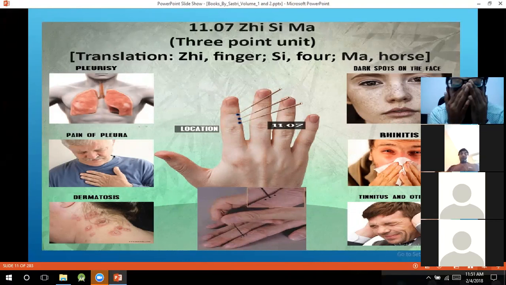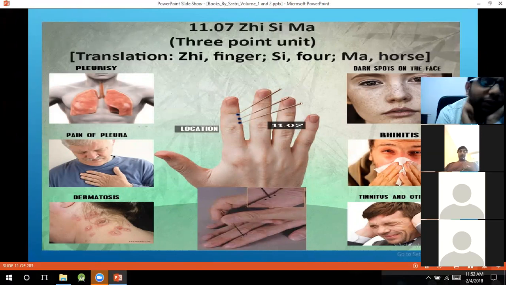One thing to clarify: tinnitus is a hearing noise in the ear, continuing because of some disorder in the ear. It is associated with vertigo and imbalance. Using 11.07 itself is enough to recover the disease. It's very good for pain of the pleura, for rhinitis, tinnitus, otitis, dermatosis, and chest pain. So 11.07 is very good for this.